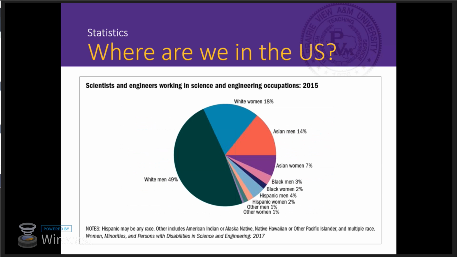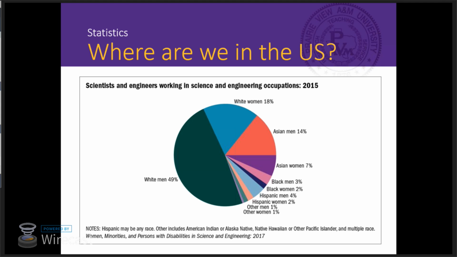When we look at the workforce, white men comprise about half of all scientists and engineers employed in science and engineering occupations, and in all racial groups, more men than women work in science and engineering.